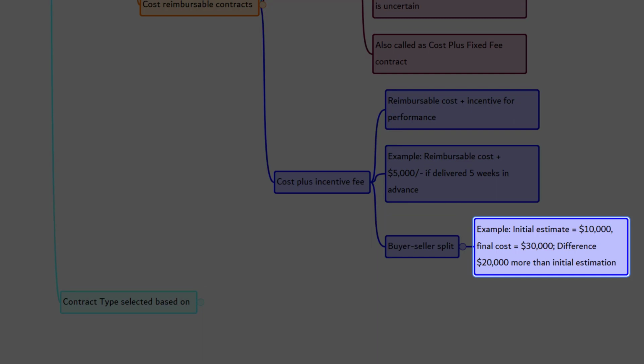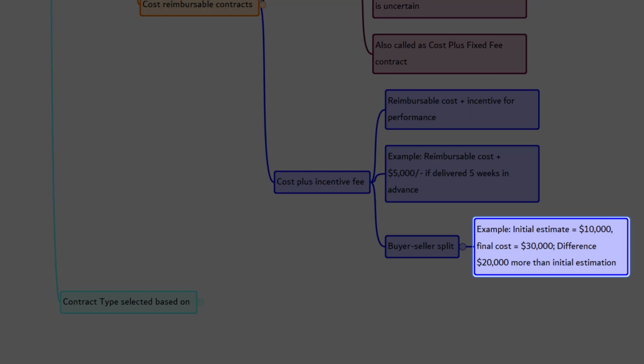Let's say at the beginning, the seller comes with an estimate of $10,000, which is low. The buyer agreed for the estimate and the work gets completed. Upon completing the work, the seller comes back and says that the cost is $30,000, which is $20,000 more than the initial estimate. What to do in this situation? Here comes buyer-seller split for rescue.